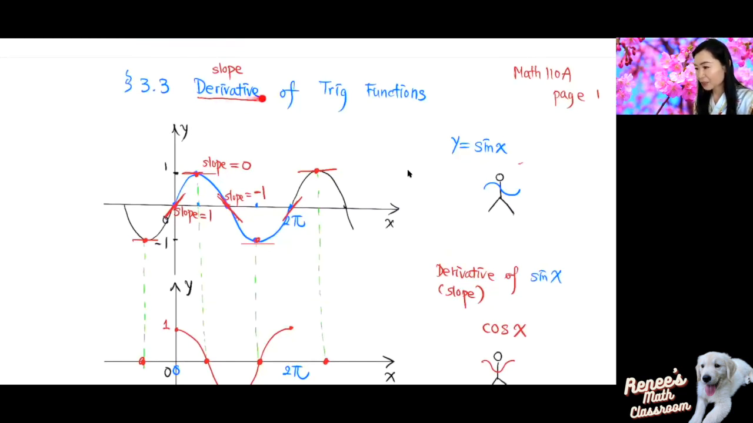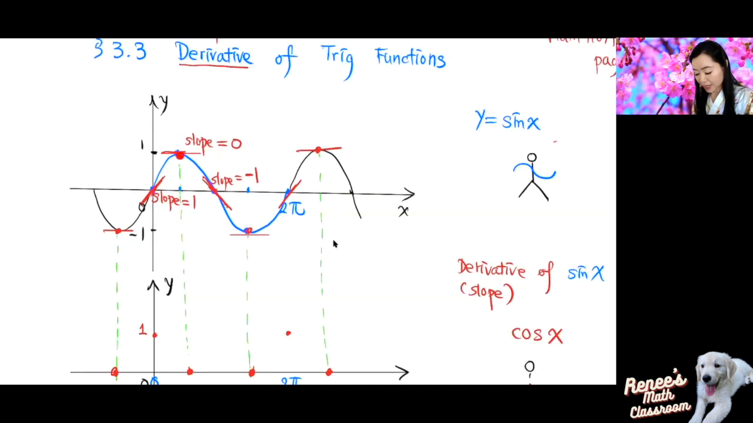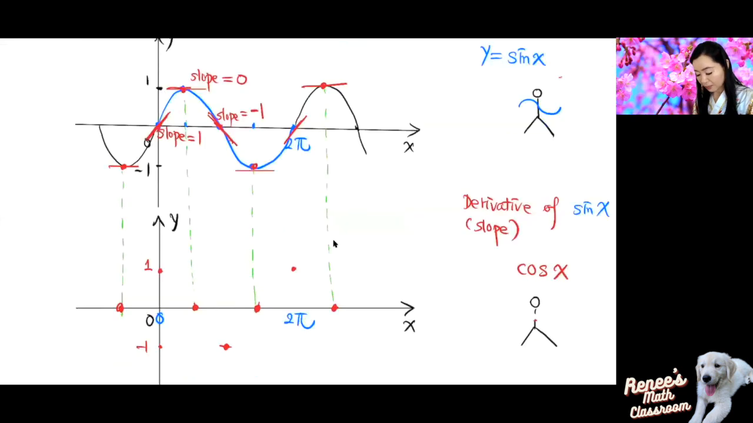Now we're trying to discover the derivative of this function, sine of x. Remember, derivative corresponds to the slope of the curve. So let's find the slope of the curve over here. At this point and this point, the tangent lines are horizontal, so the slope will be equal to 0. When x equals pi over 2 and also 3 pi over 2, the derivative is equal to 0. So the derivative of sine of x here will be equal to 0, 0 here and 0 here.